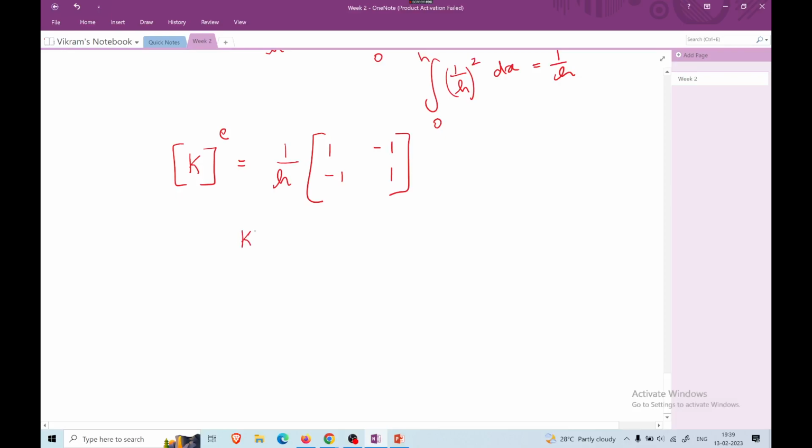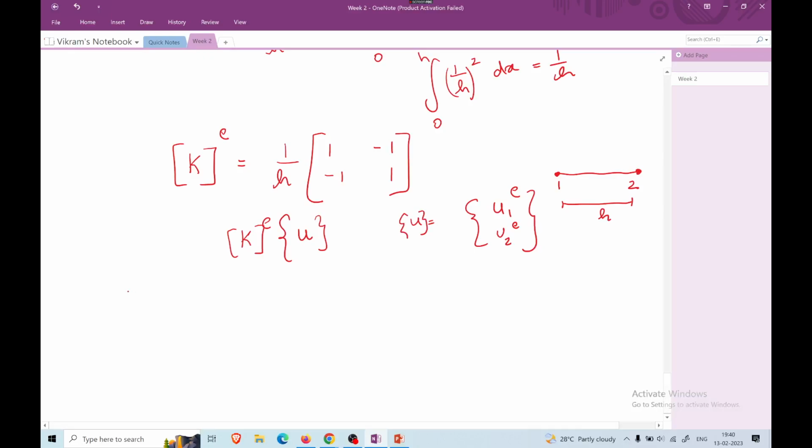So I have my LHS, k into u. u is nothing but u1 and u2, and this is only for the particular element. I have two elements, and for each element this is valid. The length is h, with u1 and u2. This is for locally. So k and u are ready. What I have to evaluate now is the RHS. Let us see what is RHS.